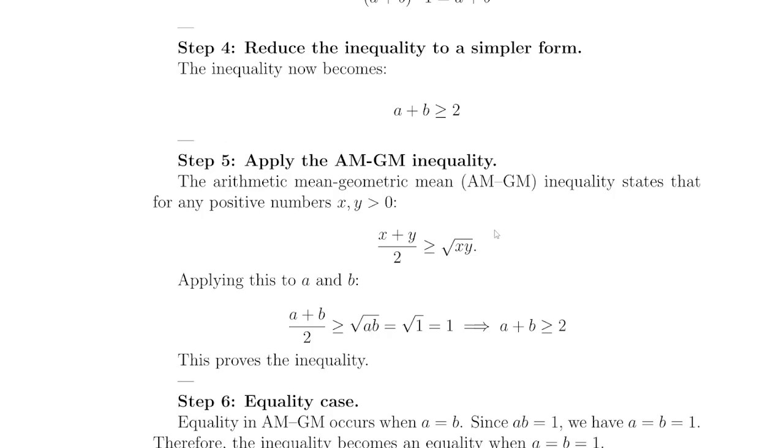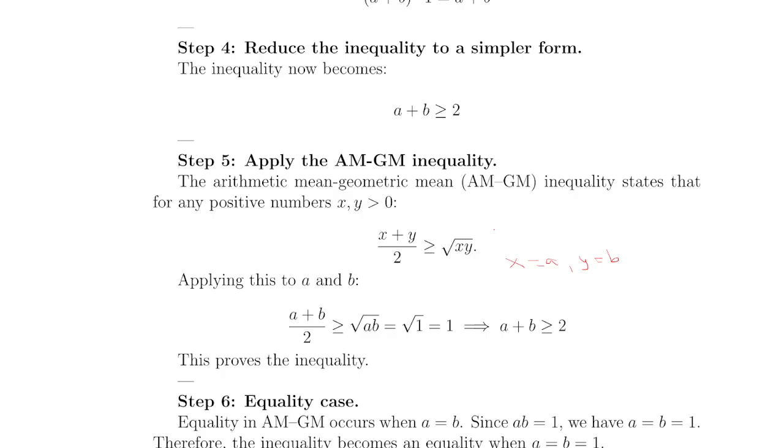To do that, we're going to apply the arithmetic mean geometric mean inequality. So for any positive real numbers x and y, we have the arithmetic mean, which is (x plus y) over 2, is greater than or equal to the geometric mean, which is the square root of x times y. For us, we're going to let x equal a and y equal b. So we have (a plus b) over 2 greater than or equal to the square root of ab.